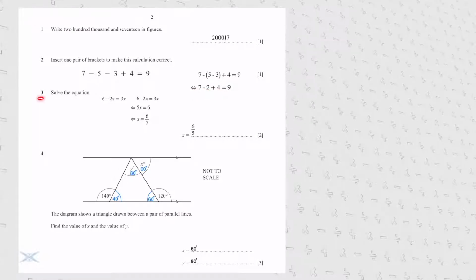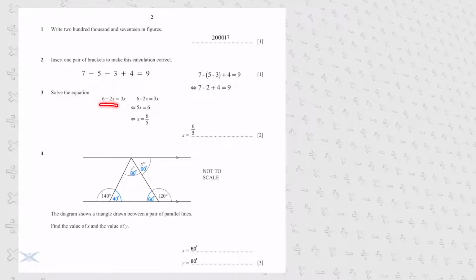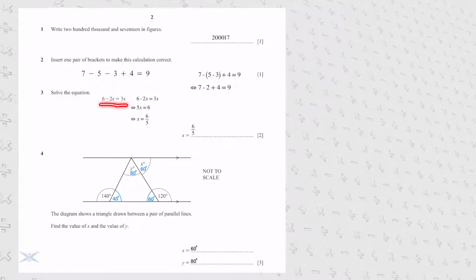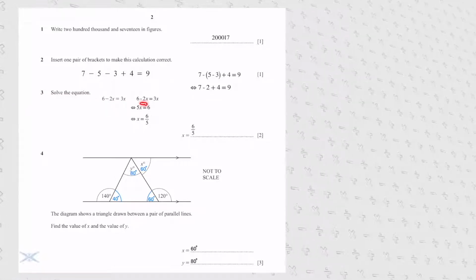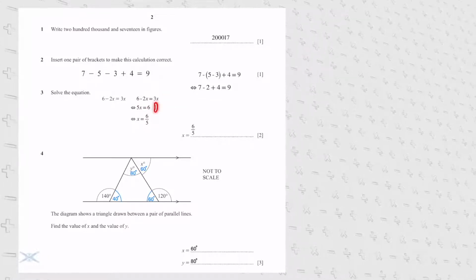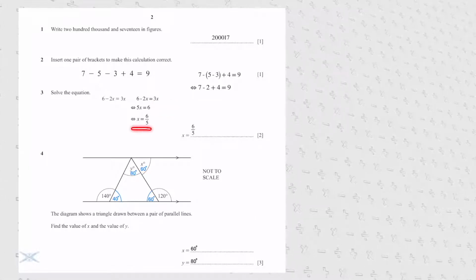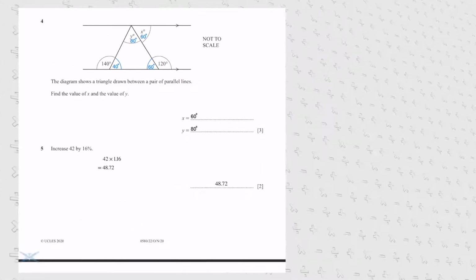the correct result. Moving on quickly to exercise number 3, here we're required to solve the equation 6 minus 2x equals 3x. In order to do that, we isolate x by adding 2x to both sides of the equation, and in a second step we just need to divide both sides of the equation by 5 in order to receive our result, which leads us quickly to exercise 4.